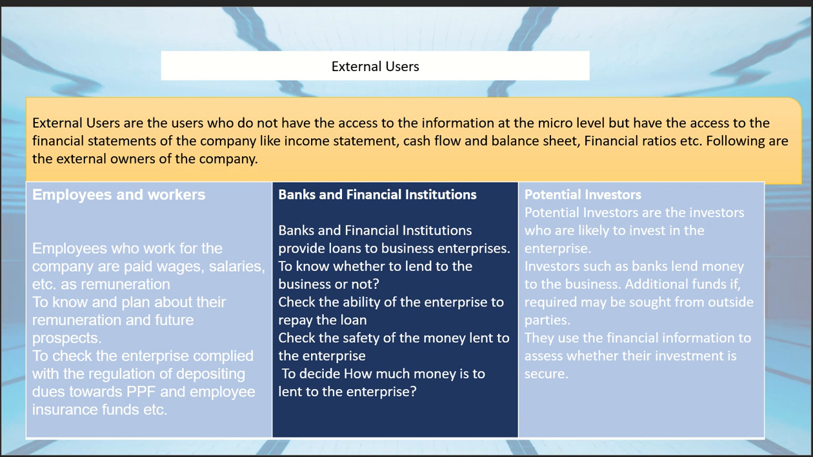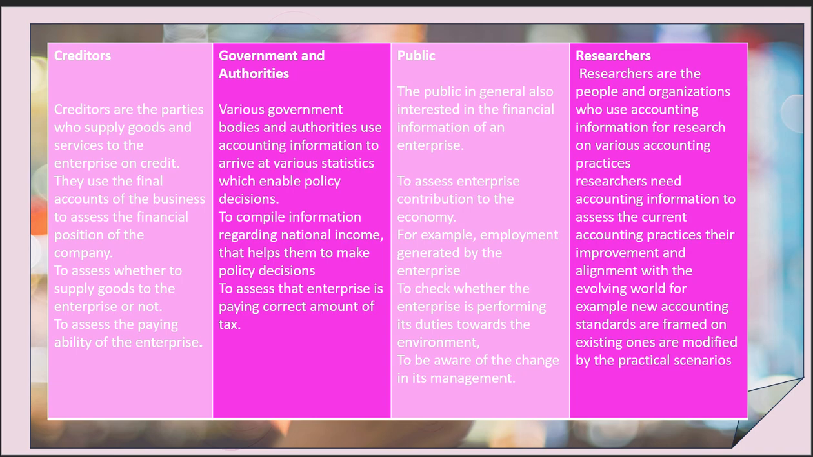Okay. Next is potential investors. Potential investors are the investors who are likely to invest in the enterprise. Investors such as banks lend money to the business. Additional funds, if the company requires, may be sourced from outside parties. Okay, so they use financial information to assess whether the investment is secure. So the aim is to ensure the security of their investment. Okay, let's move to the next slide.